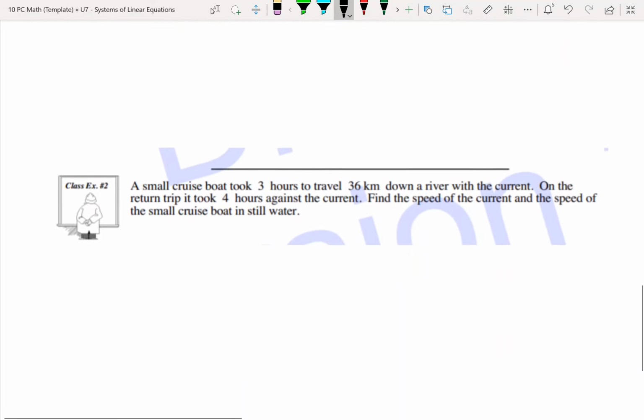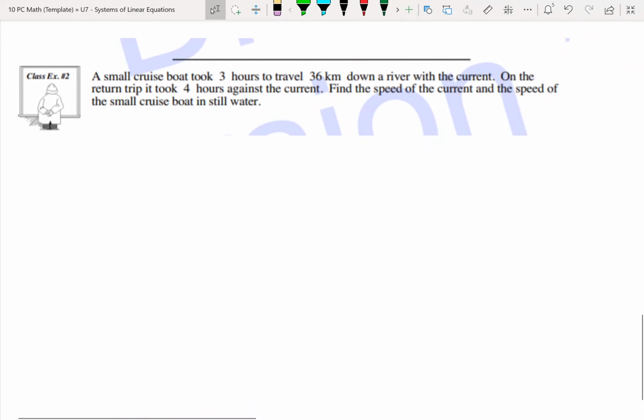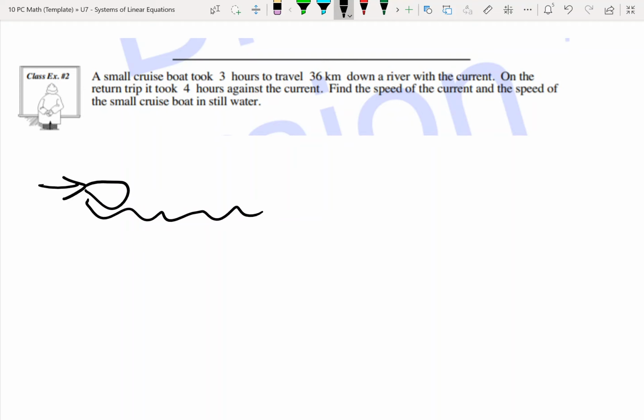Let's do the second one. It's a little trickier. In this case, we have a boat. It's going downstream and then it's going upstream. One thing you have to understand when you're on a boat, if you're just sitting in a boat and let's say it has a motor, it's pushing you forward. But sometimes the water has a current as well.